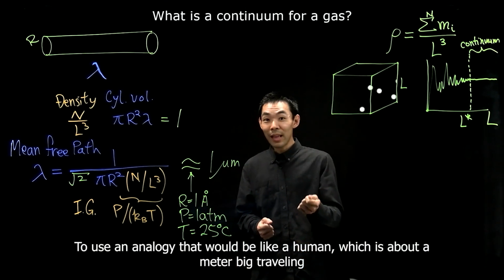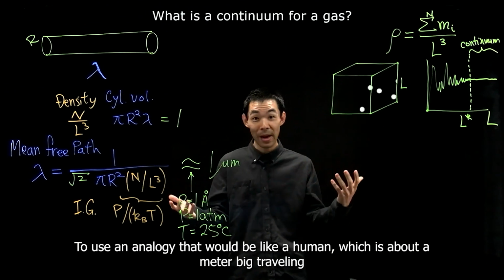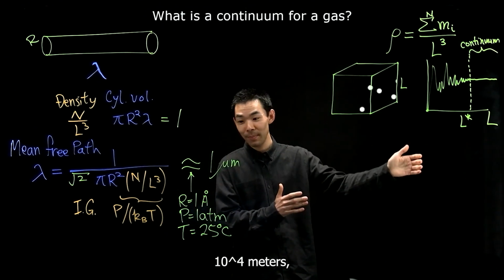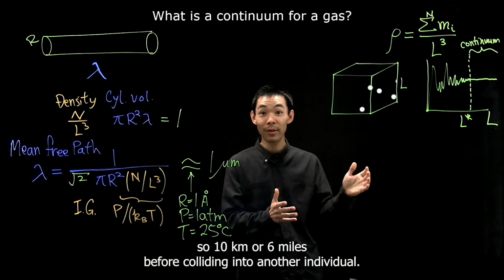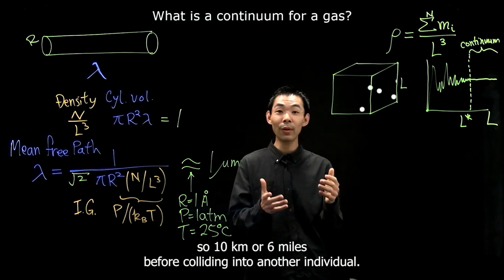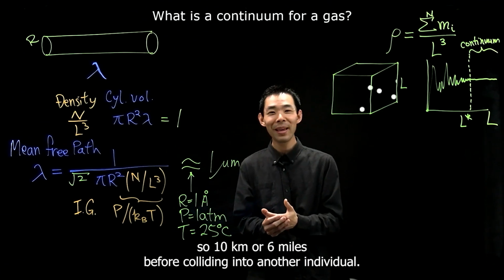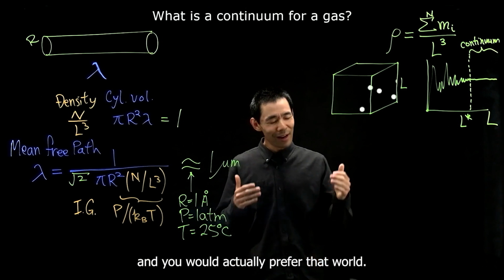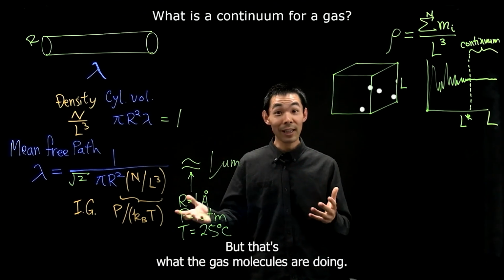To use an analogy, that would be like a human, which is about a meter big, traveling 10 to the 4 meters. So 10 kilometers or 6 miles before colliding into another individual. If you're introverted, that would be an amazing world, and you would actually prefer that world. But that's what the gas molecules are doing.